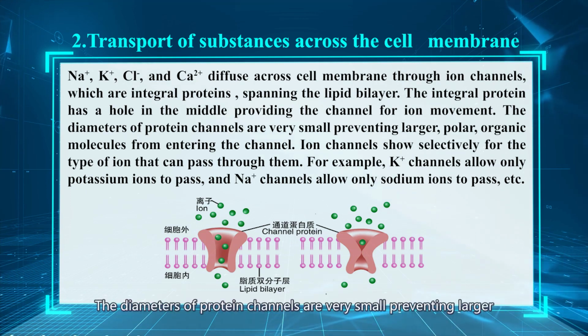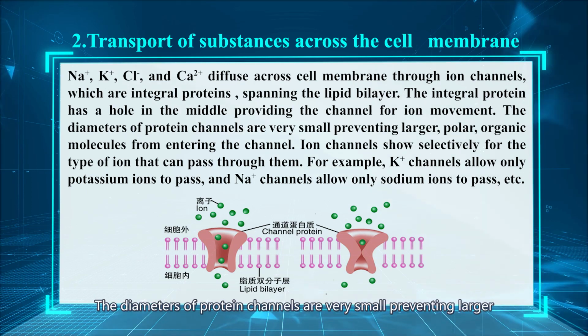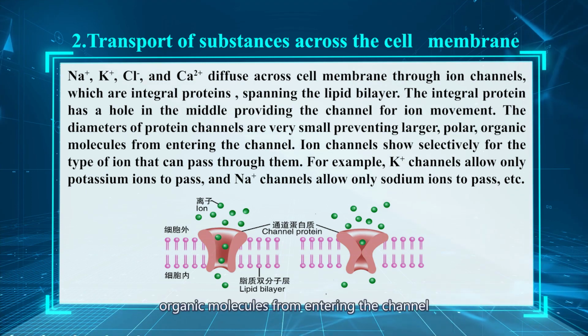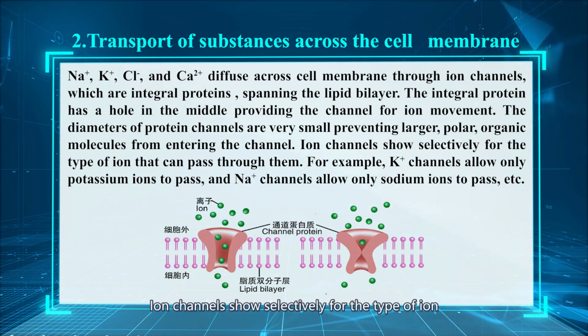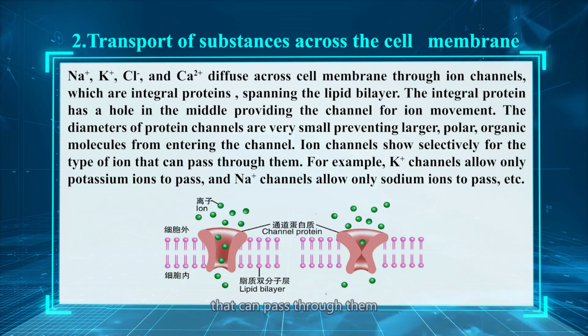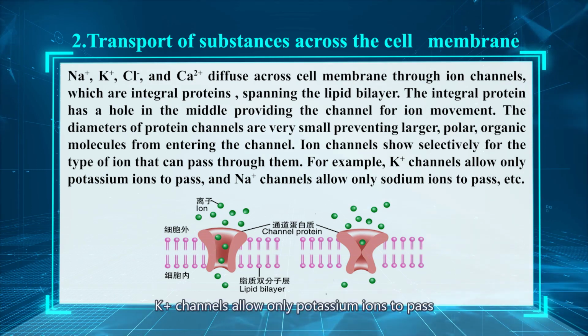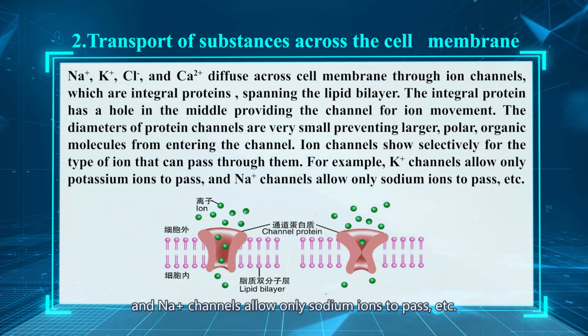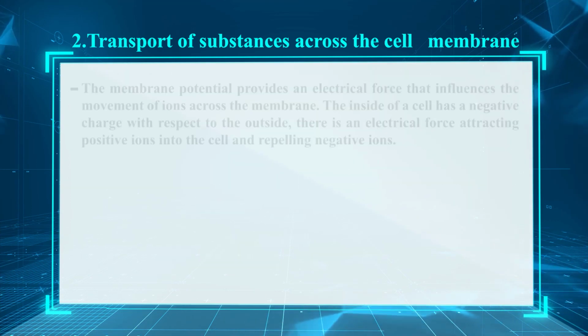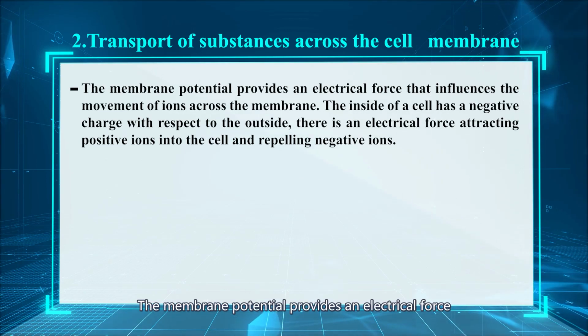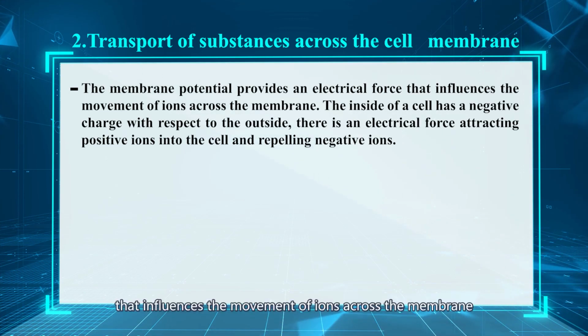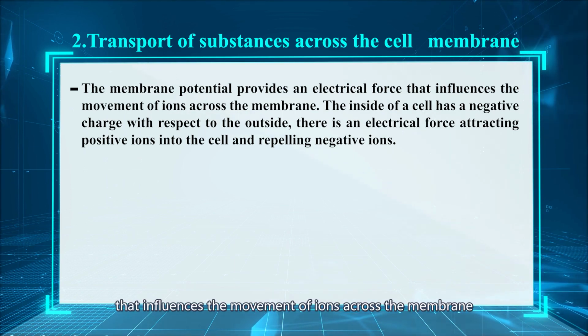The diameters of protein channels are very small, preventing larger polar organic molecules from entering the channel. Ion channels show selectivity for the type of ion that can pass through them. For example, potassium ion channels allow only potassium ions to pass, and sodium ion channels allow only sodium ions to pass, and so on. The membrane potential provides an electrical force that influences the movement of the ions across the membrane.